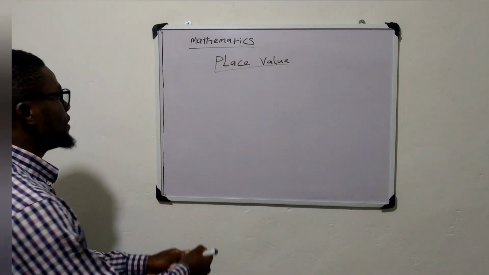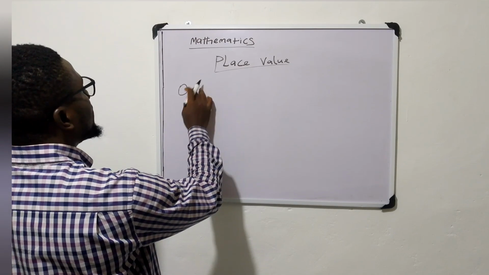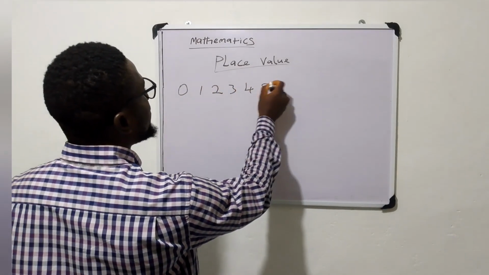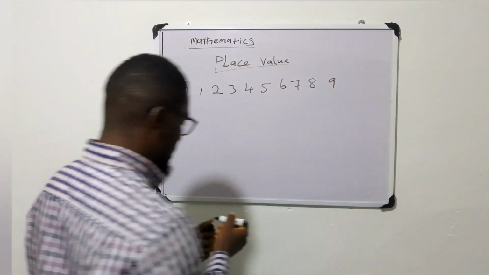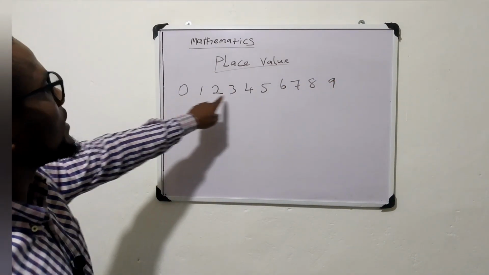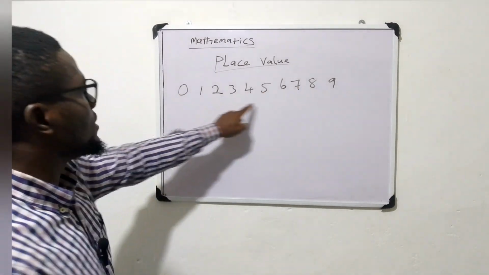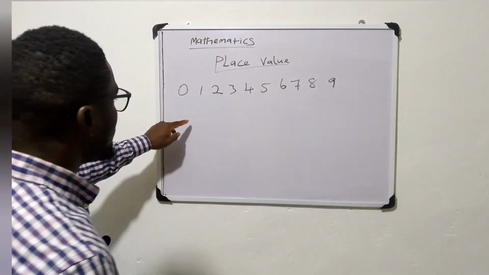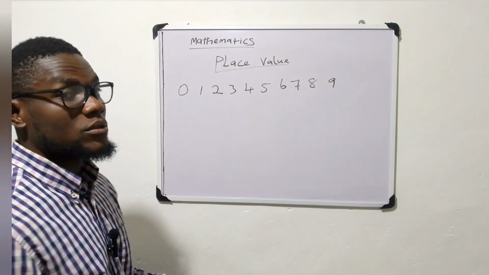Let's write the first 10 digits we have. We have 0, 1, 2, 3, 4, 5, 6, 7, 8, 9. These are the 10 digits we have. Now let's quickly recall that digits are values that we use to represent numbers.